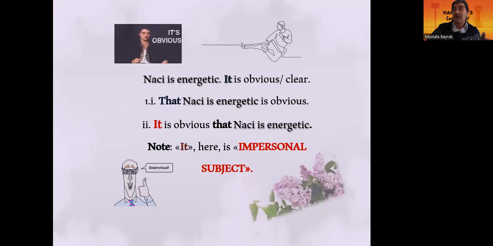It is obvious is an adjective. Obvious is an adjective. Clear. Yeah. It is obvious. Full stop, for example. So, it is obvious that... adjective that. You are very familiar with this expression, this pattern of speech.